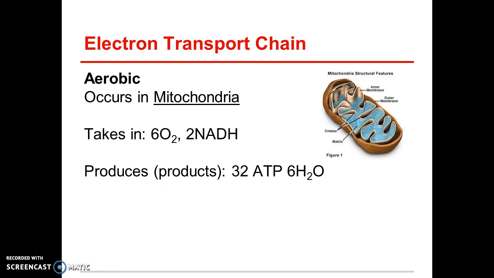It then goes on into the electron transport chain, and you only need to know what it takes in and what it produces. You don't need to know all the details about the process, although you can get those details from your book. This too occurs in the mitochondria, and it takes in the O2, takes in the NADH, and it produces 32 ATP. Wow, that's a lot of energy. 32 ATP, and it produces the 6 waters.